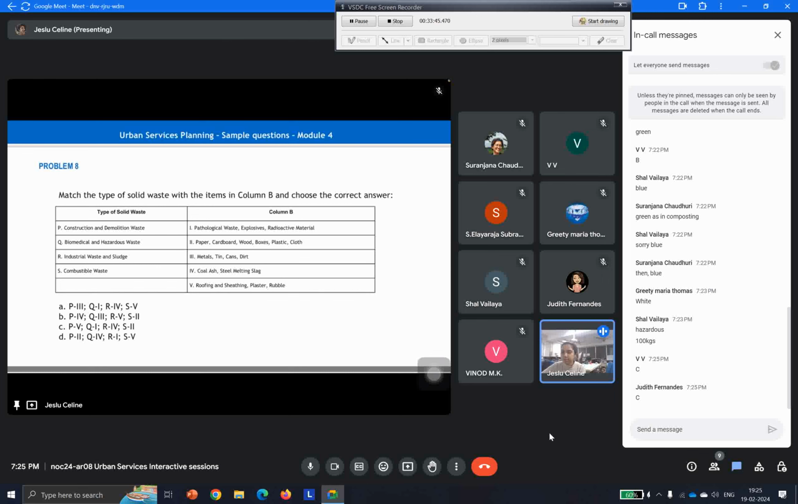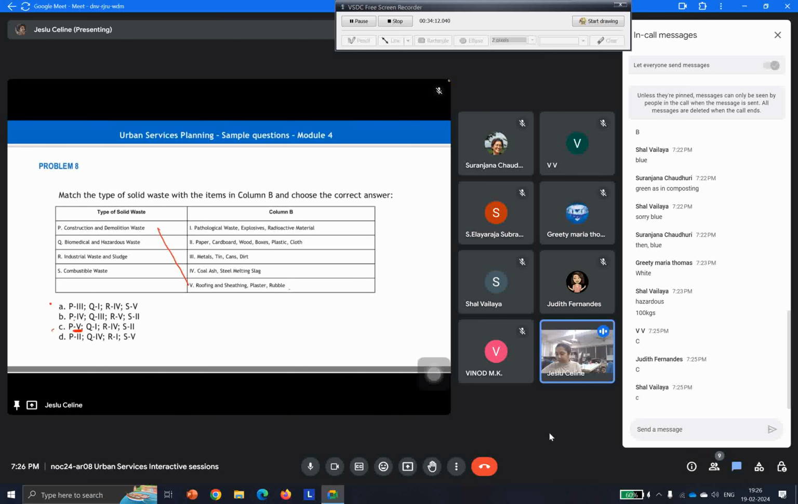Okay, C. Two people have already answered the question as C. Let's just see. Construction and demolition waste, that would be V, because roofing and sheathing, plastic, rubber, etc. comes under construction and demolition waste. So that's correct in C only. That's a very easy guess then, given the options, and none of the other options have P equal to V. But let's look at the other ones also.